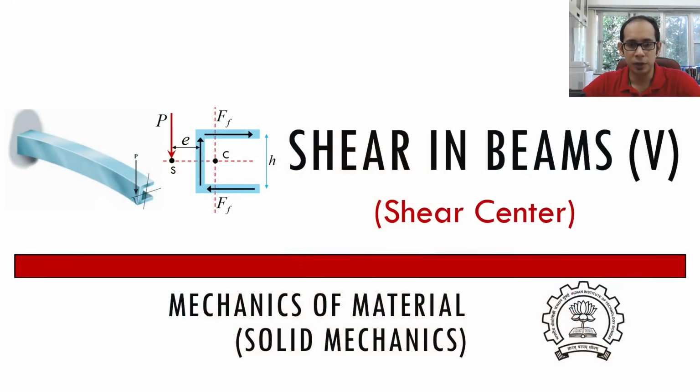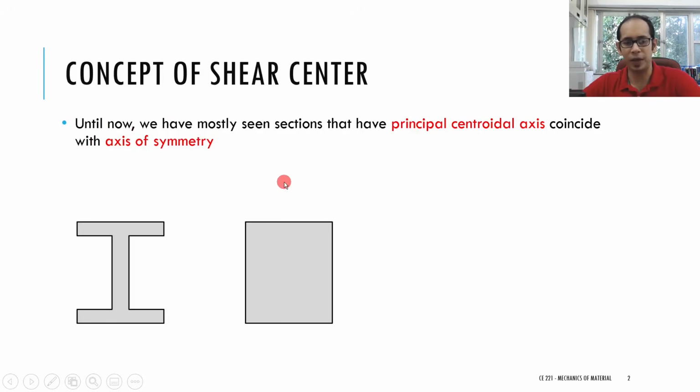Now, to understand the concept of shear center, first let us look at certain sections. For example, sections which have two axes of symmetry, where the principal centroidal axis coincides with the axis of symmetry. This is the I section which we had seen for the thin walled section. This is not a thin walled section, this is a solid rectangle.